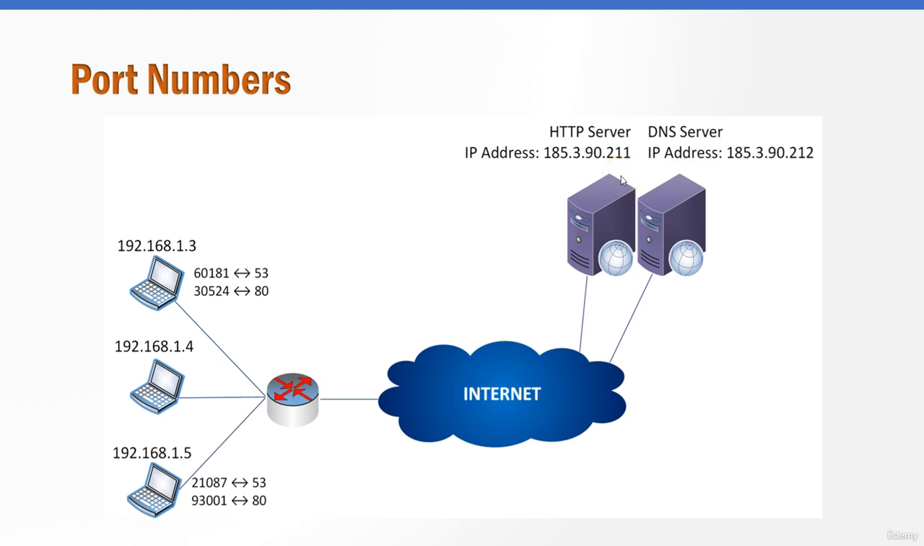So when the HTTP server sends packets to this host over here, it's going to use destination port 30,524, and then when the DNS server sends a packet to this host over here, it's going to use destination port 60,181, while both of them use the same destination IP address. So that's the point of port numbers. We distinguish different services or different applications running on a certain host.